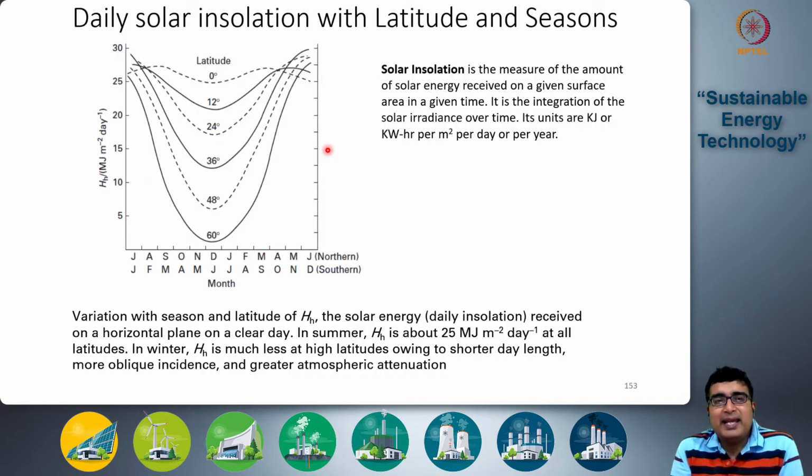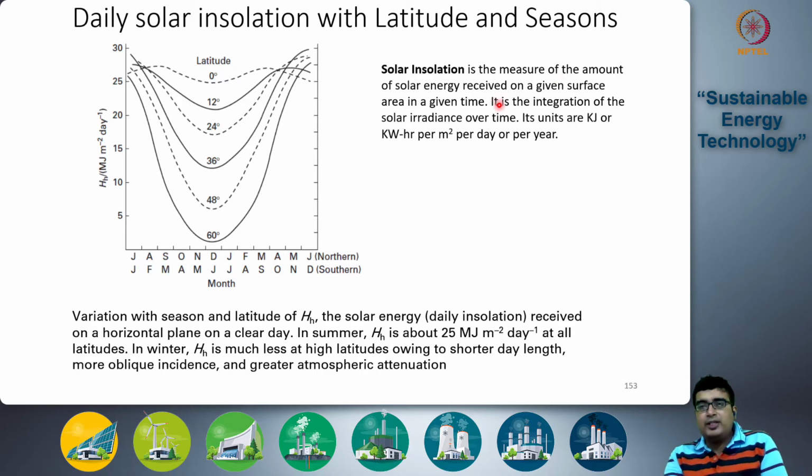This gives you the daily solar insolation with latitude and with seasons. The proper term for the integrated flux is insolation. Irradiation is the flux in watt per meter square. Insolation is kilowatt hour per meter square per day. So the unit is energy instead of power, and then it's called solar insolation.